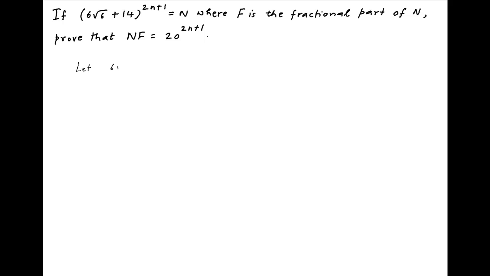Let the given number (6√6 + 14)^(2n+1) be expressed as the sum of two numbers k and capital F, where k is the integral part of the number and capital F is the fractional part. Now, since capital F is a proper fraction, therefore it will lie between 0 and 1.